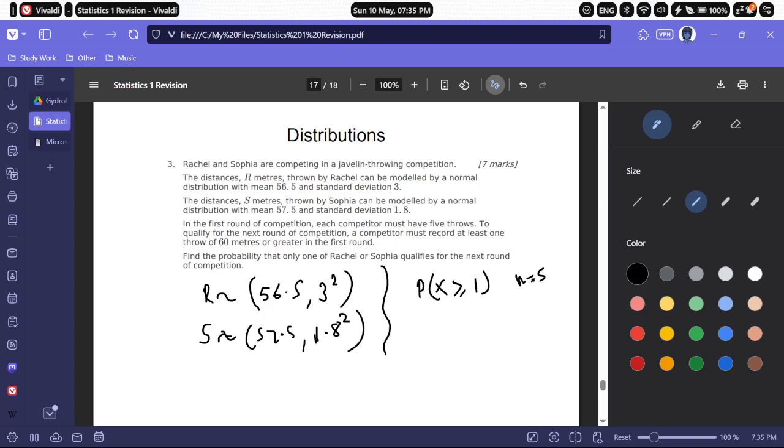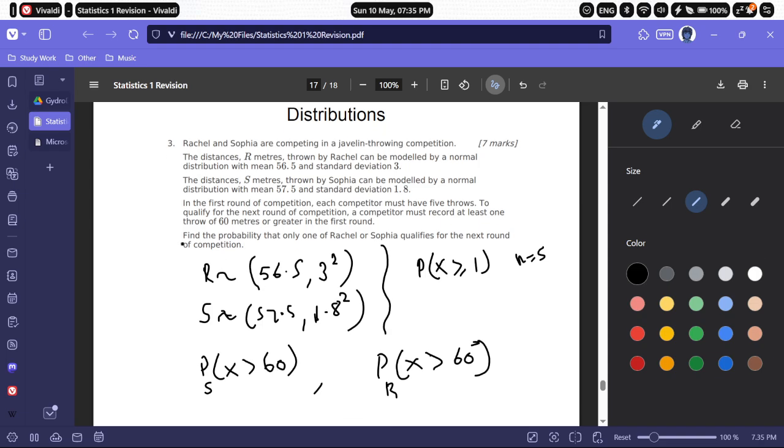Now a competitor must record at least one throw of 60 meters, right? Now for Rachel and Sophia, the probability that they throw that far is going to be different. So for both of those people, you would have to find out the probability that X is greater than 60 for Sophia, and the probability that X is greater than 60 for Rachel. So that's what you have to find.